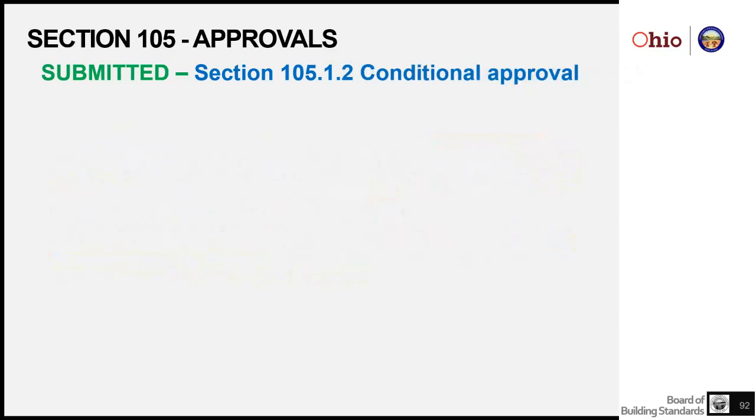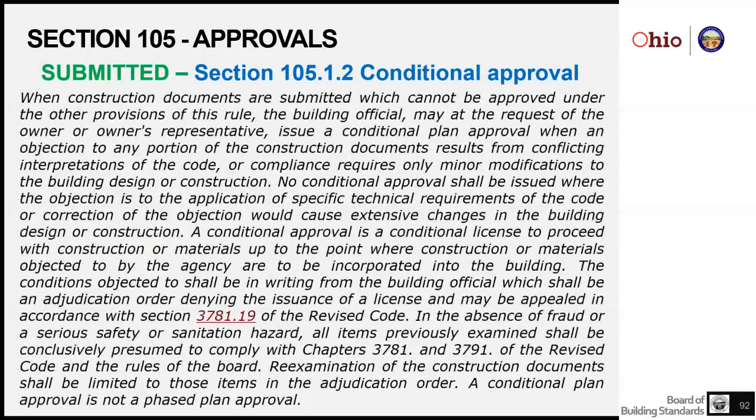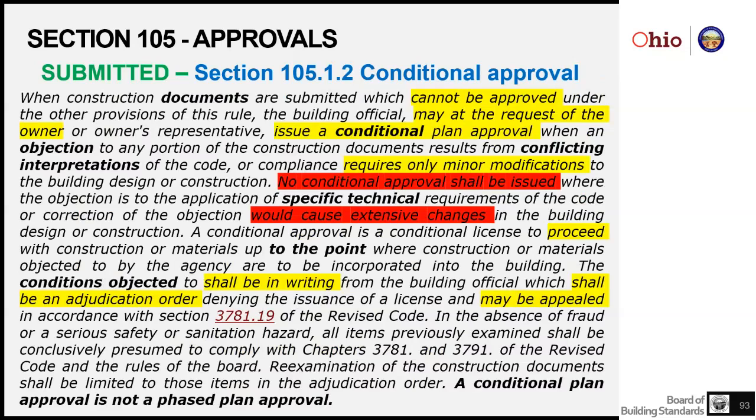A conditional approval, that's the next one we're going to talk about. This one too has caveats, and it's when documents cannot be approved, that an owner may request that a conditional plan approval be issued, and they can issue it if the objection is about conflicting interpretation of a piece of code or compliance. So there has to be a disagreement about what a piece of code says. And that disagreement is only dealing with minor modifications, or would only require minor modifications.